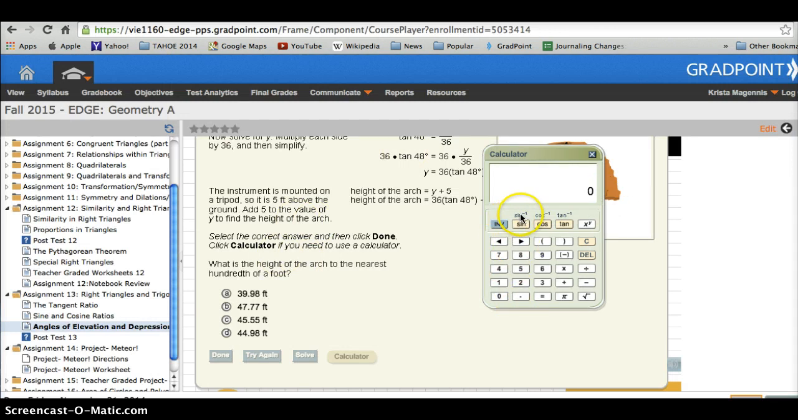With the Gradpoint calculator, you'll notice that the sine, cosine, and tangent right here are not in bold until I click inverse. And you'll see now they're in bold. So I click one of the buttons down here. Now I'm doing inverse tangent. So tangent, inverse tangent. Inside the parentheses, I put in the numbers.